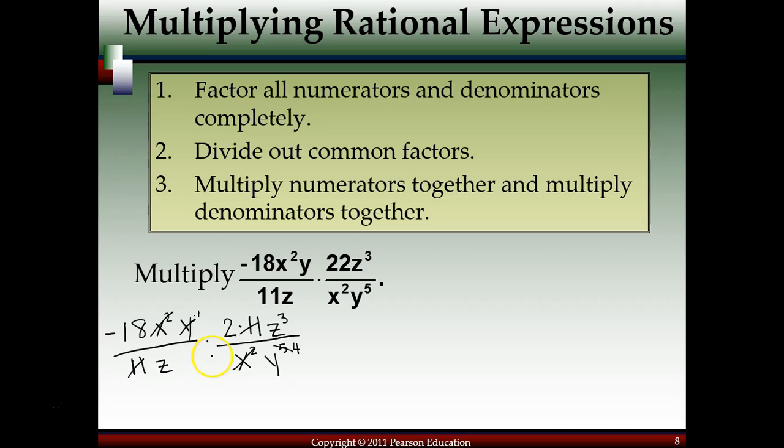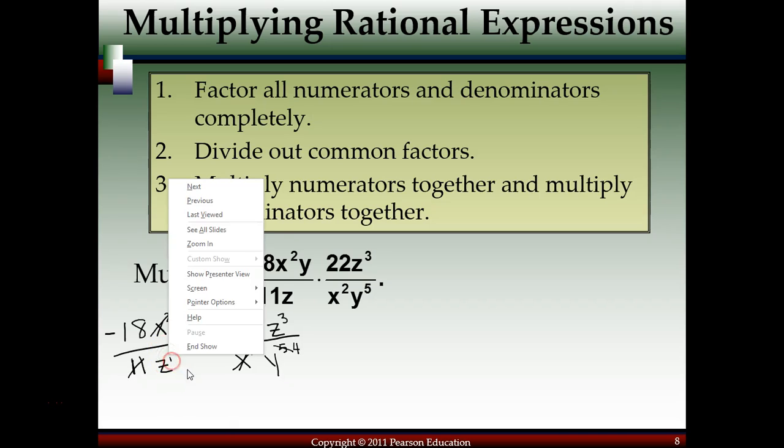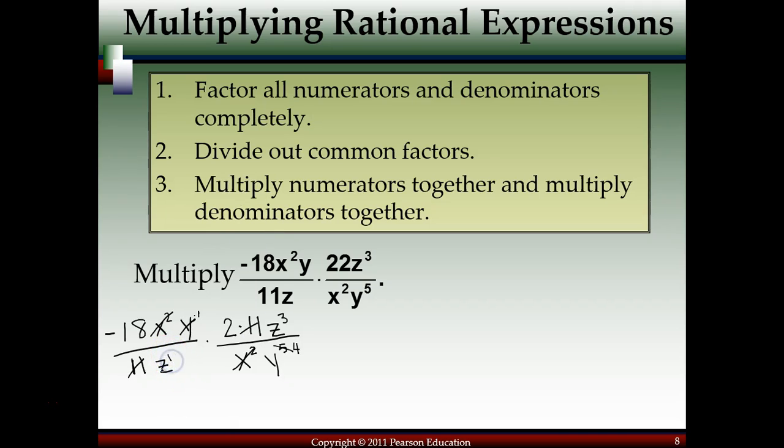And now we have a z also. This z is exactly the same as y. It is to the first. So this z to the first is going to completely cancel out with one of the z's here. So I'm going to reduce the power by 1. Okay, once you get done simplifying and dividing out like factors, multiply straight across.